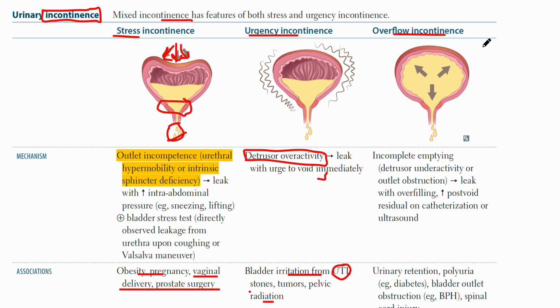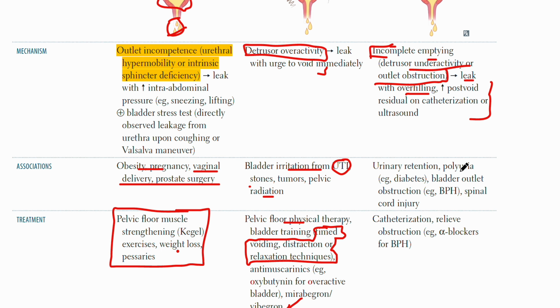This can happen in any emergency. Suppose you are in a class for 1 hour, and since the beginning of the class your bladder is full. So what happens? There is incomplete emptying due to detrusor underactivity or outlet obstruction. It doesn't have to be that. If you voluntarily do not pee in foreseeable cases, right? In those cases also overflow incontinence can occur. That will lead to leak with overfilling, and post-void residual by catheterization or ultrasound can show this too. So urinary retention, polyuria as in diabetes, bladder outlet obstruction, spinal cord injury, this can happen in these underlying diseases, but it can also happen with voluntary control.